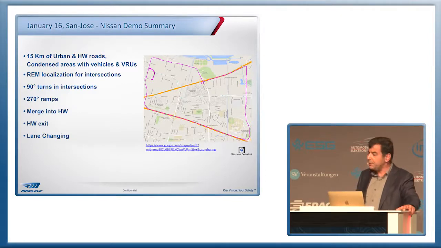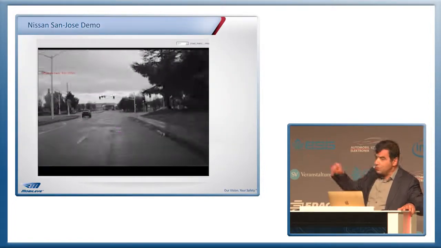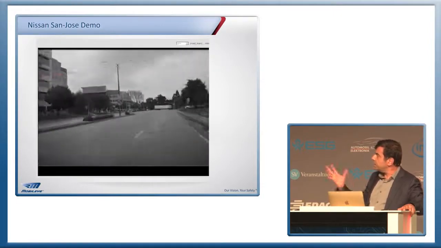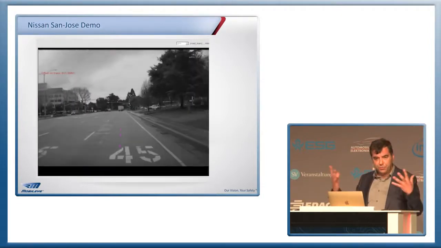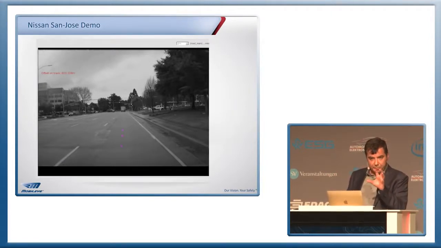Here is a Nissan demo that was in San Jose, January this year. It's complicated city driving, 15 kilometers of urban driving. What you can see here are the 3 points. These are the control points that the system would provide. And you can see that it runs in areas where sensing would find it very, very difficult, like in a turn. You don't see the lanes in a turn. And this mapping concept is what enabled the demo to work well.